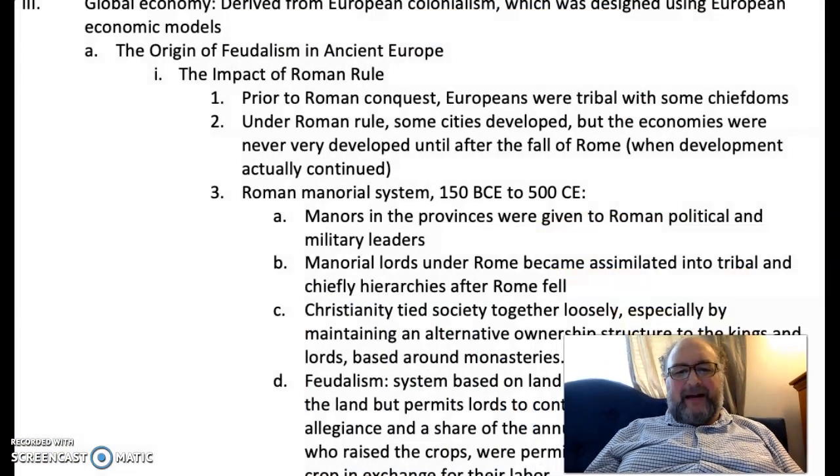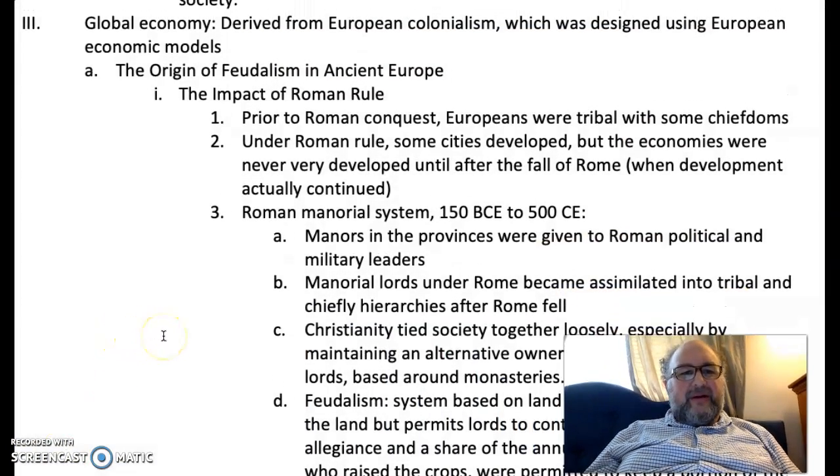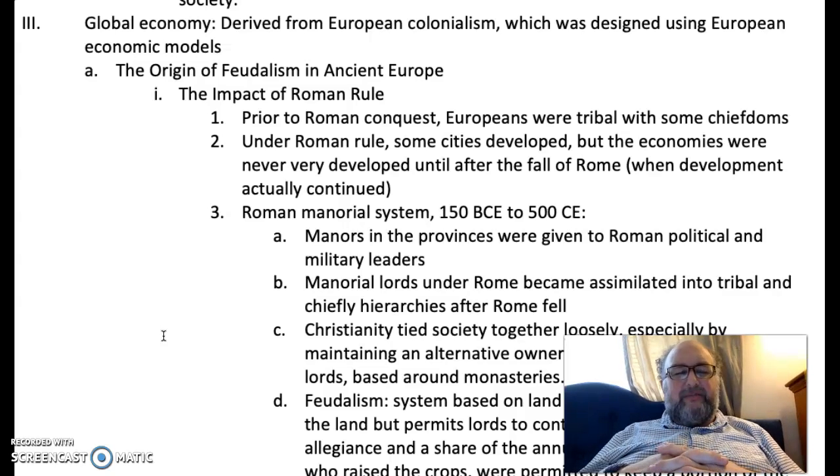We're still in Wesch lesson 5. We're talking about the history of the world, basically, since the Roman Empire. The global economy is derived from European colonialism, which was designed using European economic models. So we have the origin of feudalism in ancient Europe.